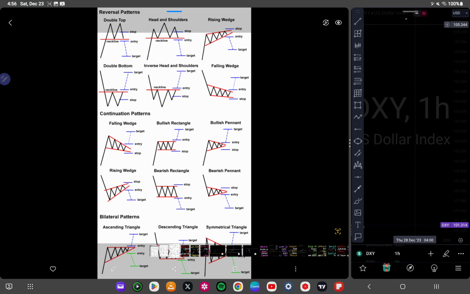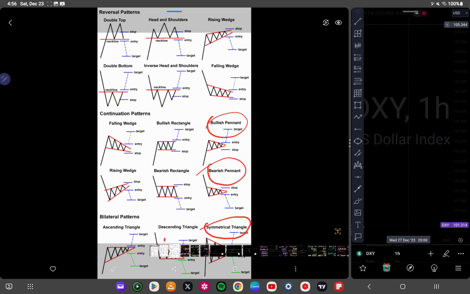So like I said, I don't use the bearish pennant and the bullish pennant, so I'm not going to talk about that one. And I don't use the symmetric triangle as well, so I'm not going to talk about it because I don't really know much about that. But I'm going to talk about the ascending triangle and the descending triangle, guys.